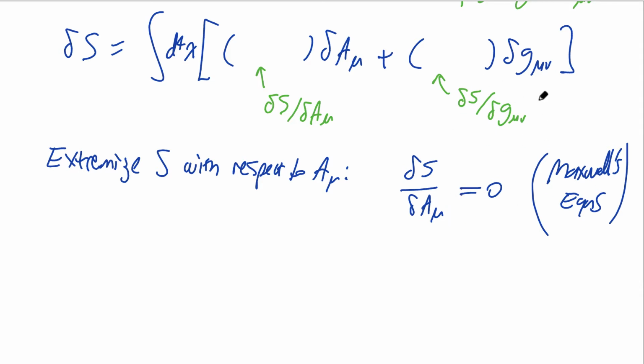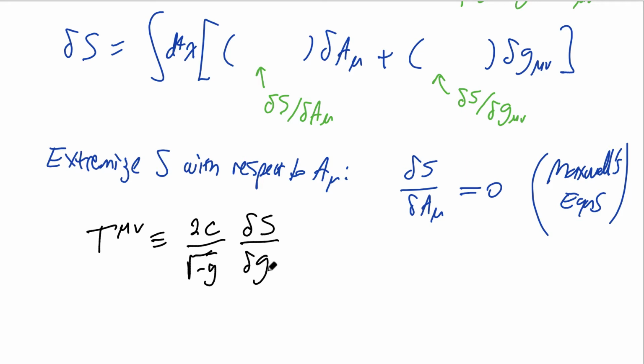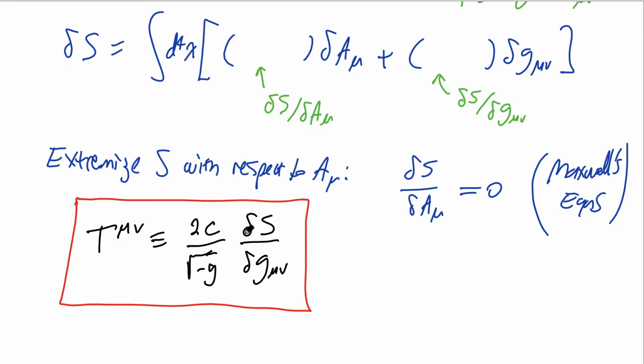What about this functional derivative? Well, the functional derivative of the matter action with respect to the metric defines the stress energy momentum tensor. And here's the definition. T mu nu is equal to 2 times the speed of light over the square root of minus g times the functional derivative of the matter action with respect to g mu nu. So this is a general definition true for any matter fields.